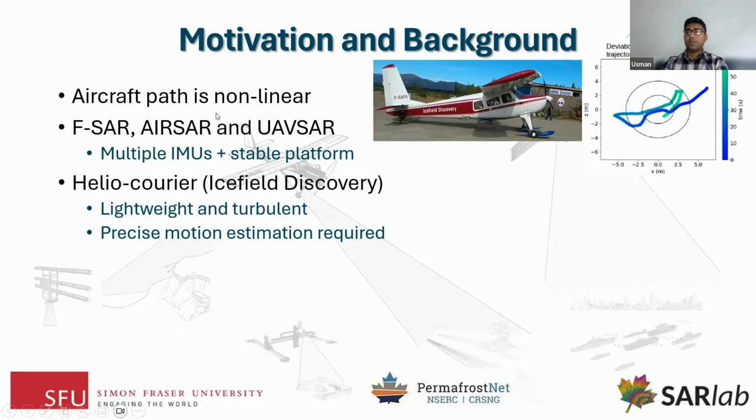In comparison, once we look at some of the research papers on airborne interferometry and SAR systems, like F-SAR, AirSAR, and UAVSAR, these are bigger, stable platforms, and even being bigger and stable platforms, they still have multiple IMUs and multiple GPS installed on the aircraft for obtaining precise trajectory information.